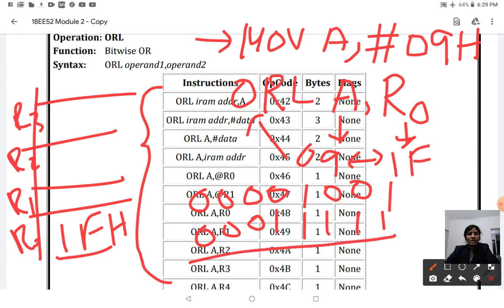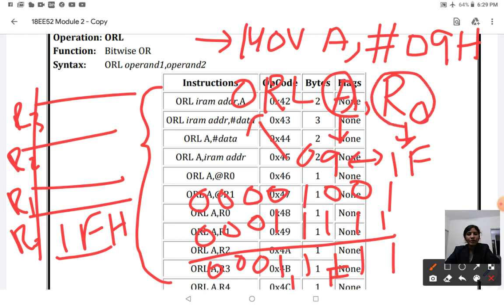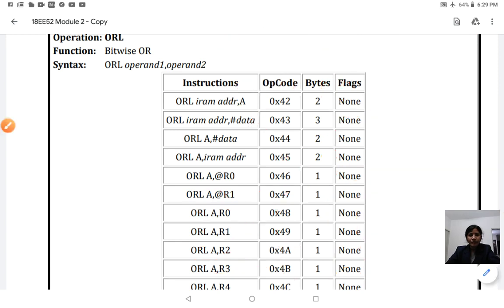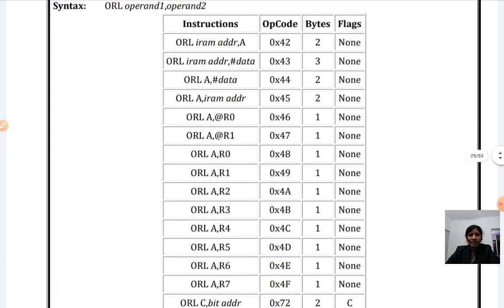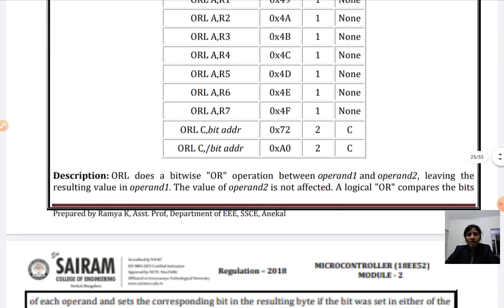The logical OR operation works such that, irrespective of the number of inputs, if any one of the inputs is at logic 1, then the output is going to be 1. Therefore, here I am going to get 0001 1111. So the output is going to be 1F. After performing a logical OR operation between your accumulator content and R0 content, the answer is going to be 1F. This is how your logical bitwise OR operation works in your microcontroller instruction set. Clear? These are some of the combinations of how exactly you can use this ORL instruction.